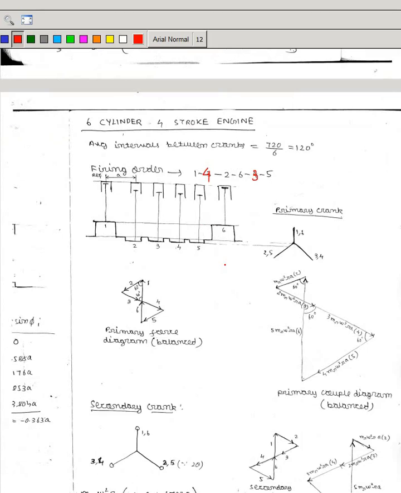Now this is a very common engine, that is the 6-cylinder 4-stroke engine. Here 4-stroke means 2 revolutions, and the angular interval is 120 degrees. The firing order is given: 1, 4, 2, 6, 3, 5. So first 1, then with 120 interval 4, then 120 interval 2, then 120 interval 6, then 120 interval 3, then 120 interval 5. So this is how the crank diagram is drawn.